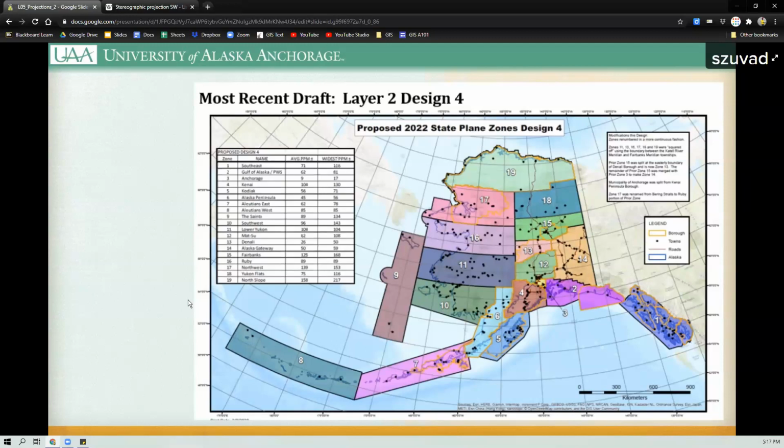I don't know yet what each of the projections of these is going to be. I haven't dug into that yet, but that will be interesting to see, especially the one that they've done for the Pribilofs and Diomede. It'll be interesting to see how they manage that system.